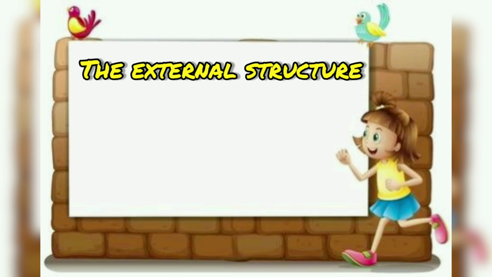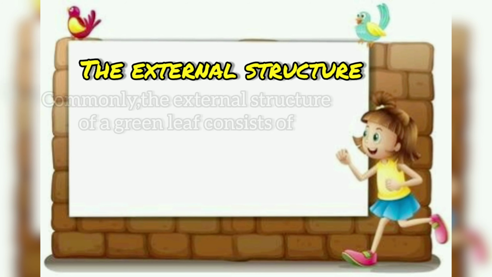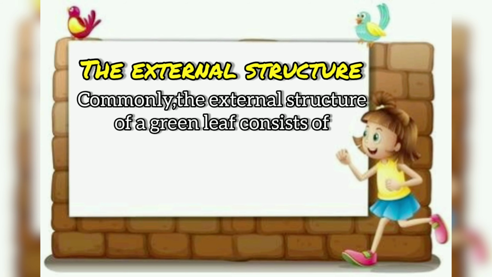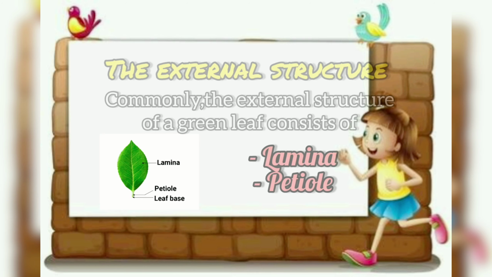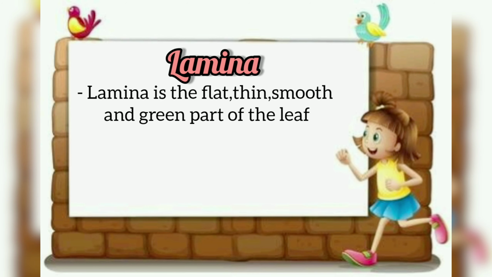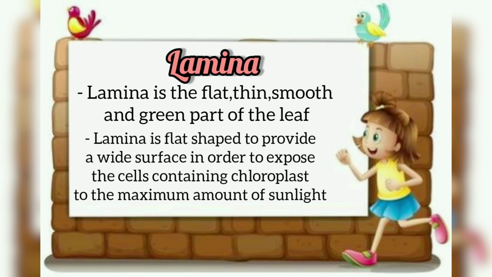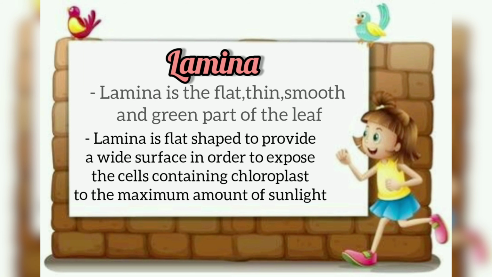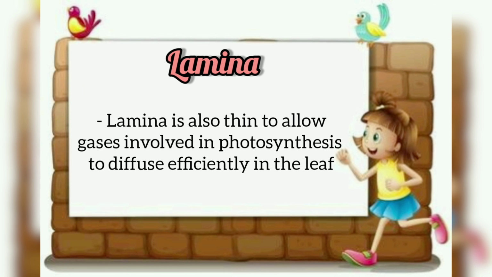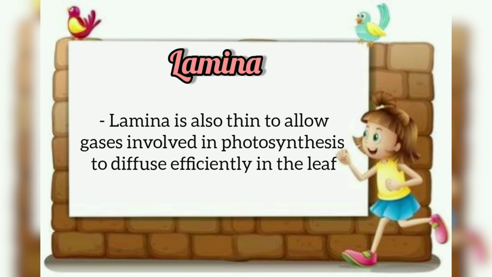We look at the external structure of a leaf. Commonly, the external structure of a green leaf consists of two parts. It is lamina and petiole. Lamina. Lamina is the flat, thin, smooth and green part of the leaf. Lamina is flat-shaped to provide a wide surface in order to expose the cells containing chloroplast to the maximum amount of sunlight. Lamina is also thin to allow gases involved in photosynthesis to diffuse efficiently in the leaf.